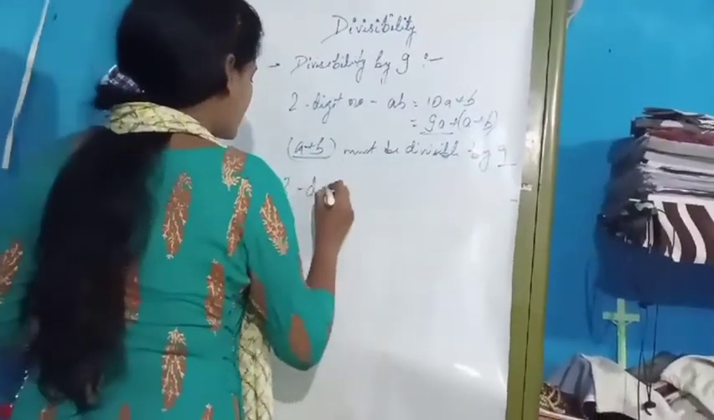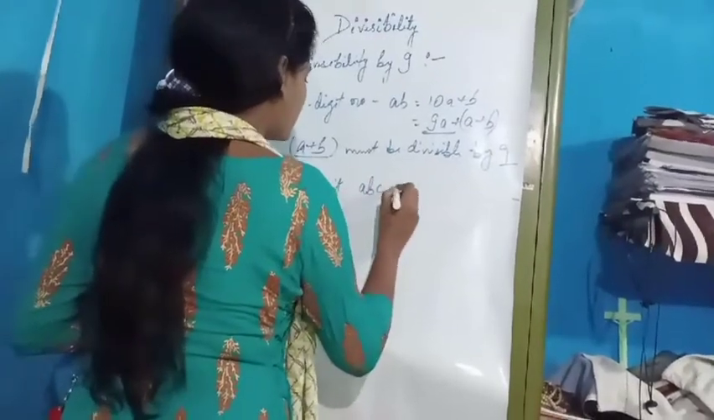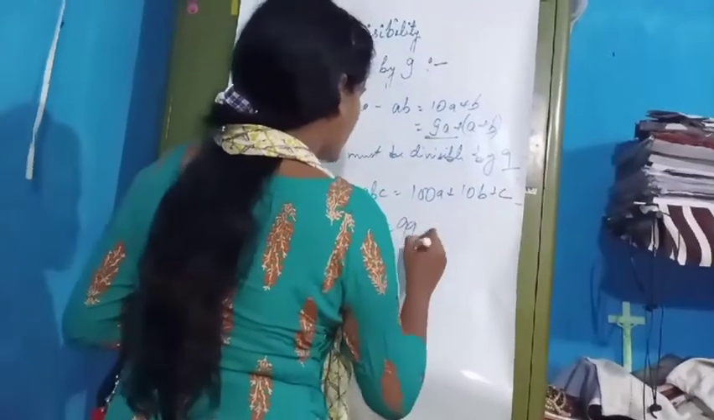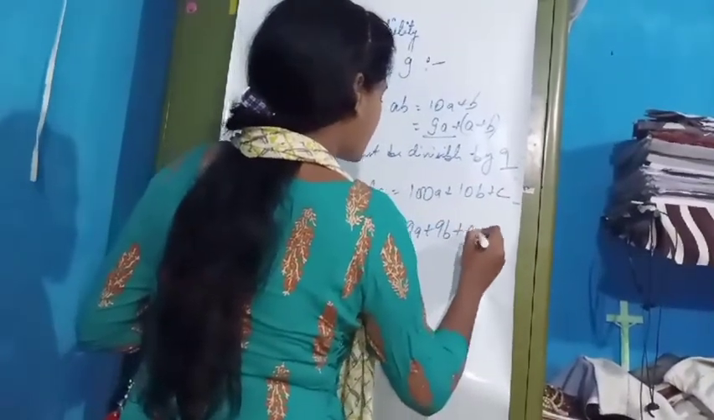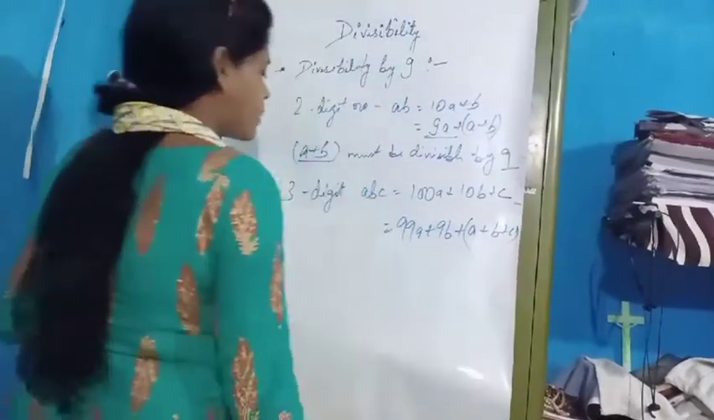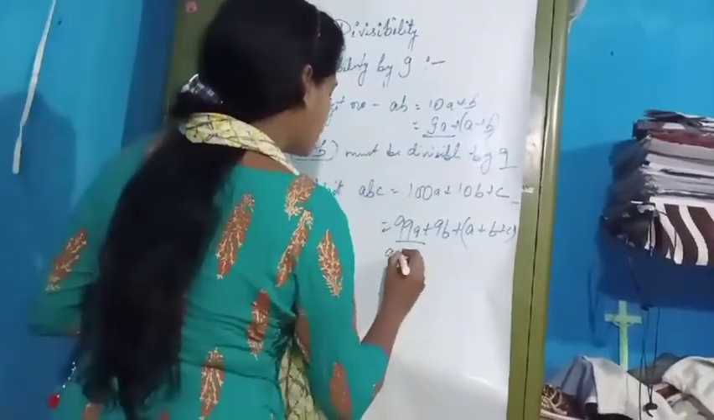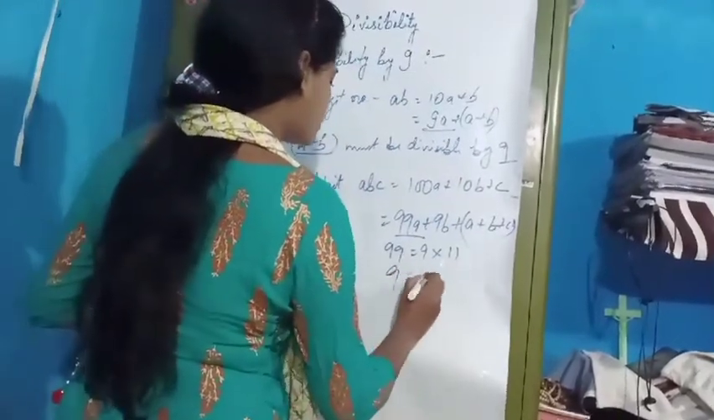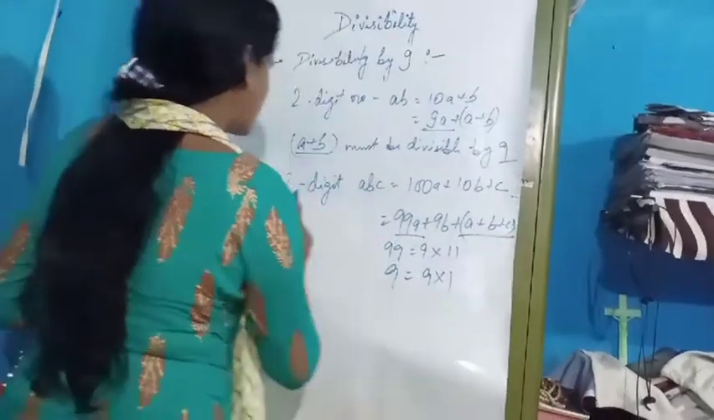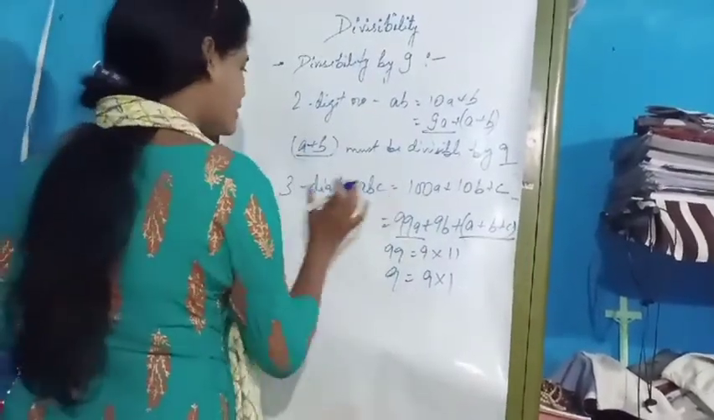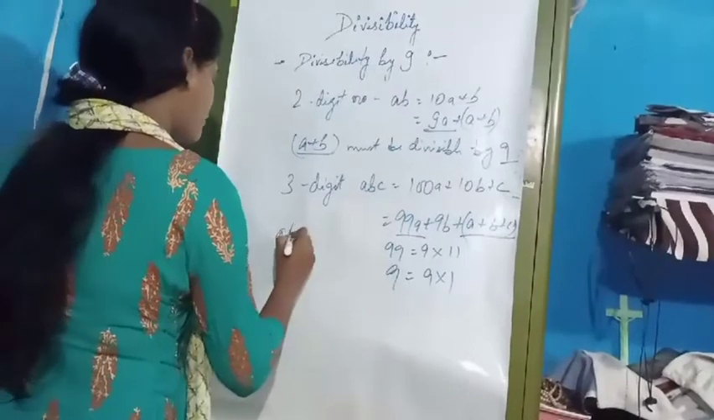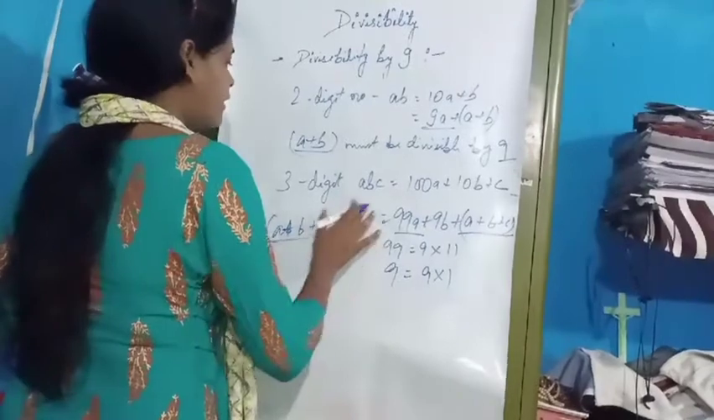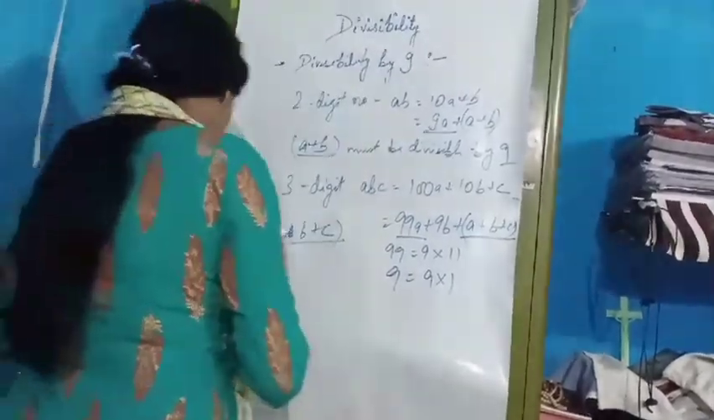Same as in a 3-digit number A, B, C. You can write here 100A plus 10B plus C. And again you can write this as 99A plus 9B plus A plus B plus C. Which means this part is divisible by 9. You know 99 is equal to 9 into 11, so it's divisible by 9. This one is also. So a 3-digit number is divisible by 9 when the sum of its digits, A plus B plus C, is divisible by 9. Then that number is divisible by 9.